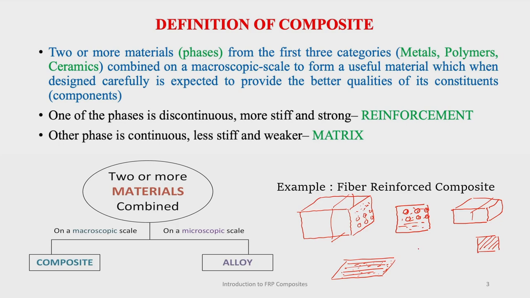Now, what do we mean by discontinuous and continuous? I can enlarge this figure a little bit. Suppose you look at just two fibers, I am drawing just two fibers, and the rest is matrix. These fibers are a discontinuous phase because you cannot reach from one fiber to another directly, but the matrix is continuous. You can reach from any point on the matrix to another point on the matrix, therefore it is a continuous phase. So we could understand what a composite is, the basic definition, and we have also seen why an alloy is not termed a composite.